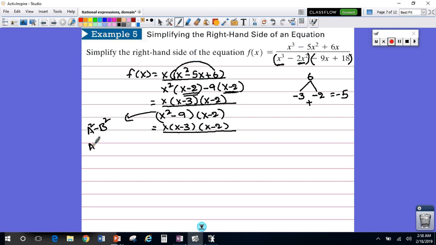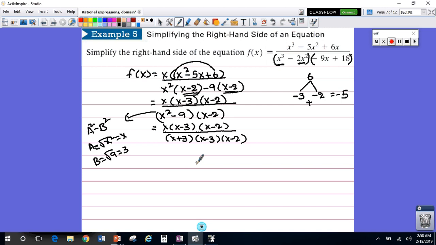So your a equals square root of x square, which gives you x. B equals square root of 9, which gives you 3. So the factors are x plus 3, x minus 3 and x minus 2, right?